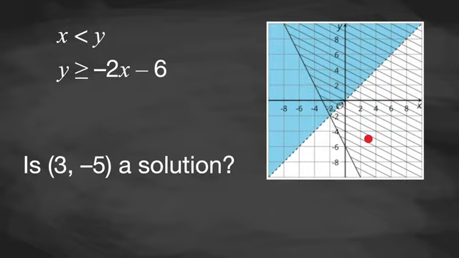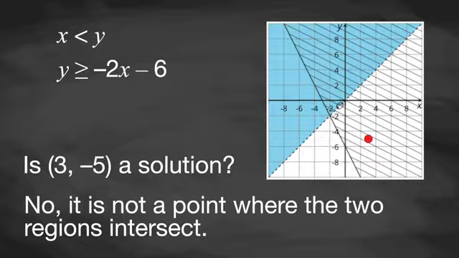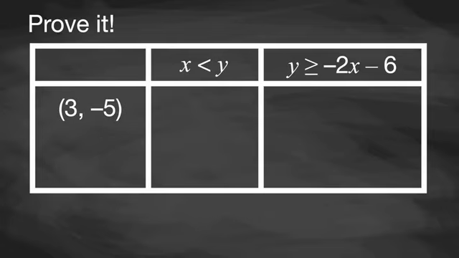Here is a system of inequalities. Is (3, -5) a solution? No, it isn't because the point is not in the area where the two regions intersect. Now let's prove it. Substitute (3, -5) in both inequalities.